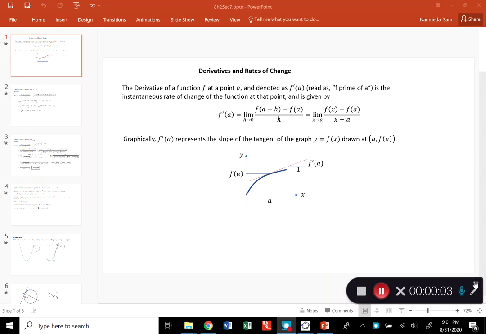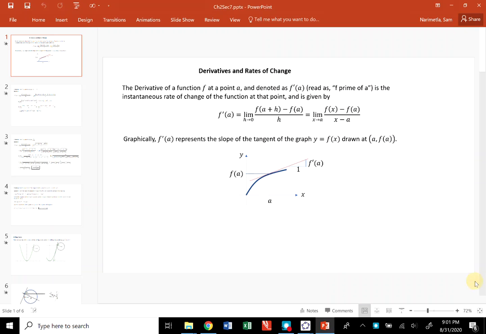Alrighty, howdy folks. So let's look at section 2.7, which is about derivatives and rates of change. Let me give a bit of a motivation as to why, what's the big deal about all of this.